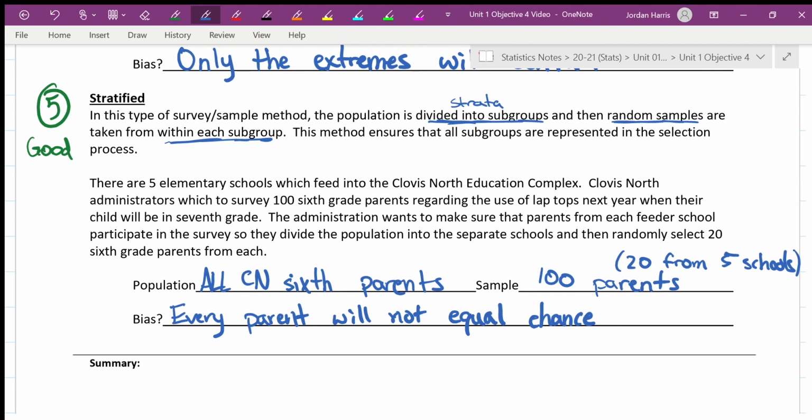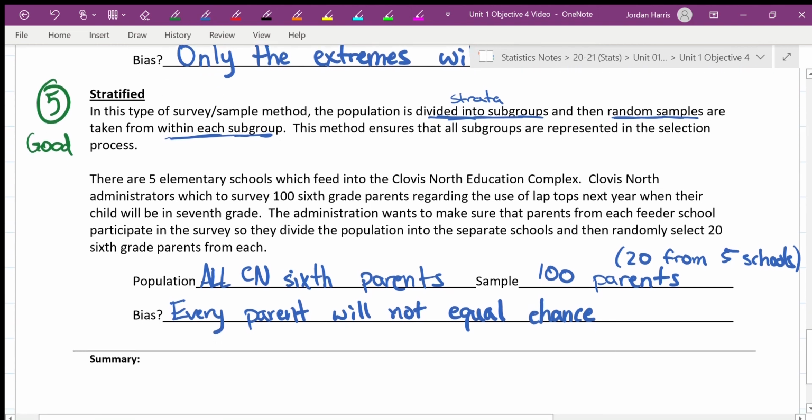So we had an example of a poorly done systematic sample, right? There's lots of bias there, but if the park owner had done it better, they would have limited the bias. The stratified is an example of a really well done one. They got what they wanted. They got 20 parents from each school separated into our strata. The schools are the strata. Okay. And every parent will not have an equal chance, though. There is slight bias. It's not perfectly random. Okay. So those are the 5 I'm going to go over.